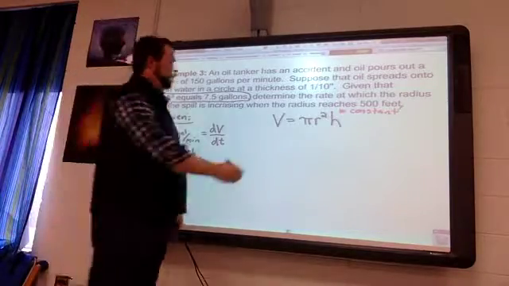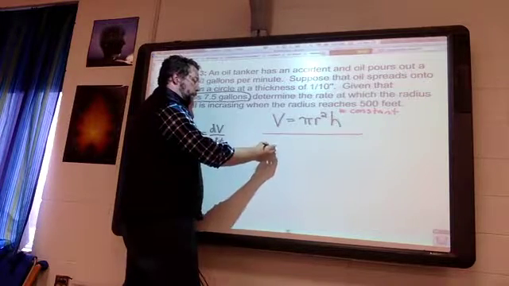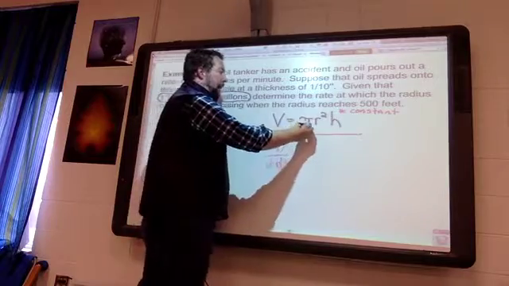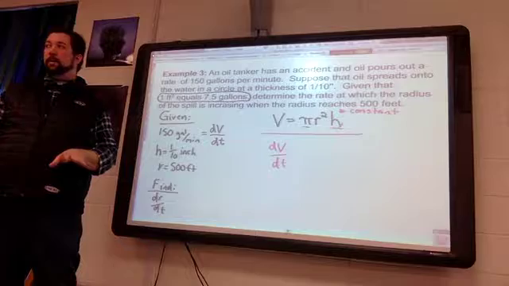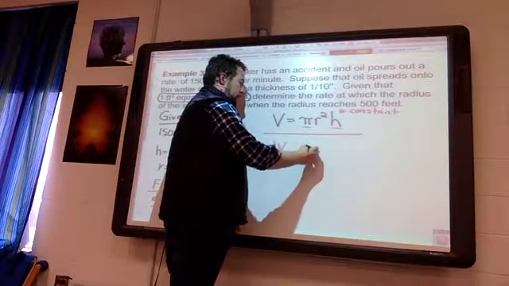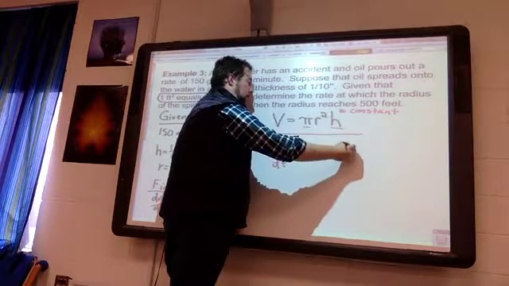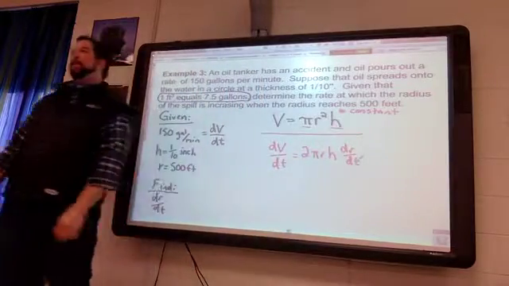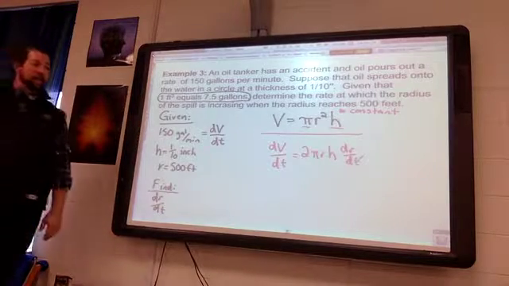All right, so let's take the derivative. The derivative of V is going to be dV/dt. The pi and the h are just constants. So you just take the derivative of r, so it's going to be 2 pi r h times dr/dt, because that's the one that is changing. The h is a constant.